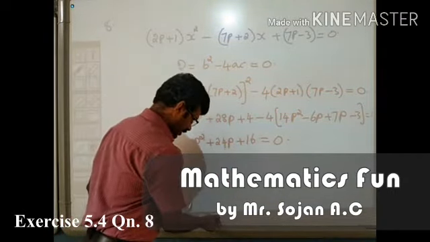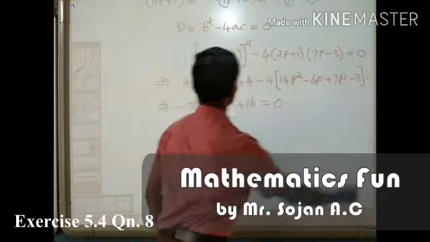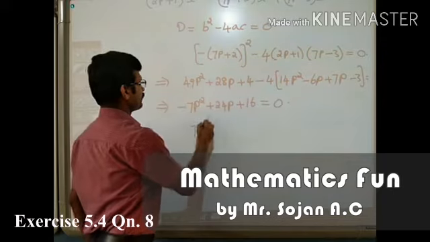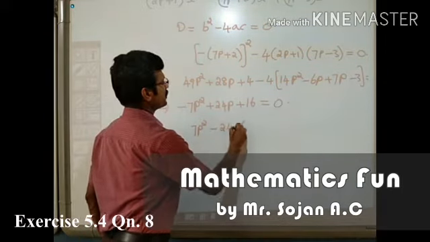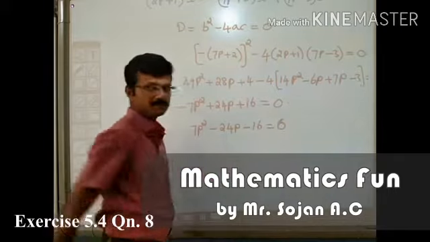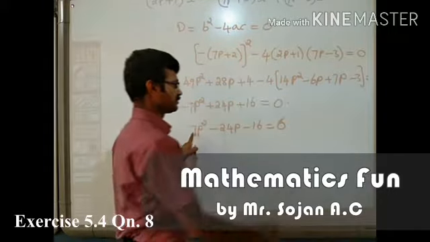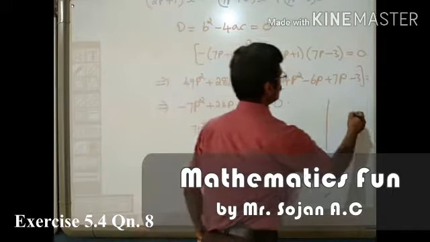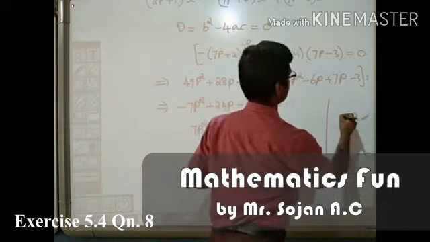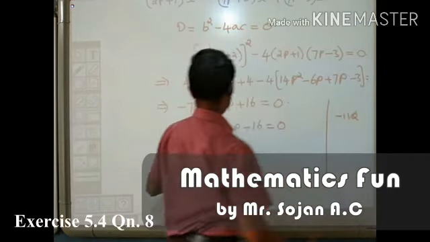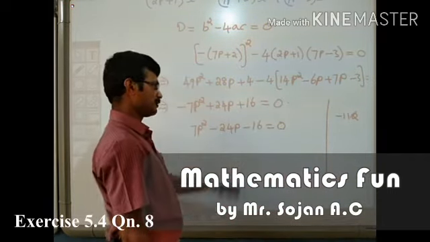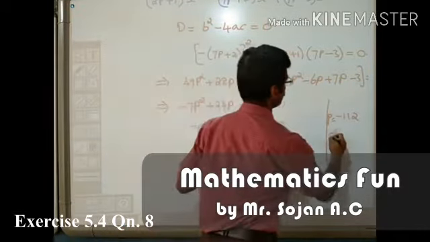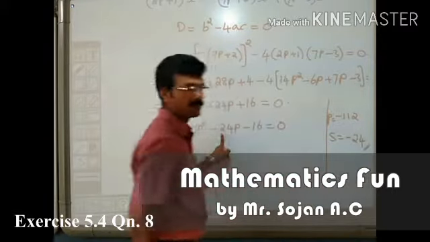So now I have to do the factorization. Better I am removing this minus first of all. So it becomes 7p square minus 24p minus 16 is equal to 0. So here the product should be 7 into 16, that is minus 112. The product must be minus 112 and the sum must be minus 24. So we need the numbers.